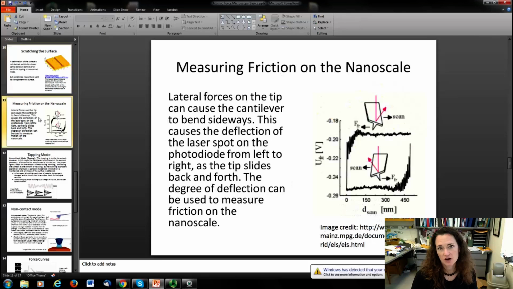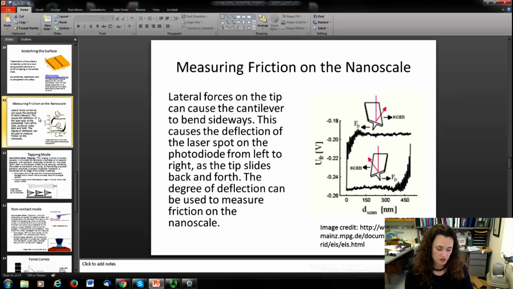Another benefit of contact mode that you might want to exploit is that it can measure friction on the nanoscale. So you can see what typically happens in an AFM image is that you scan a line and then you scan back over that same line. So it scans each line 2 times, the back and the forth.